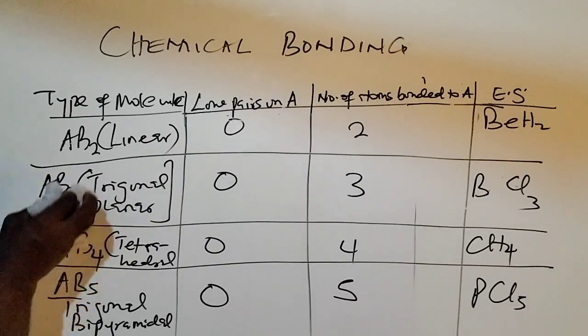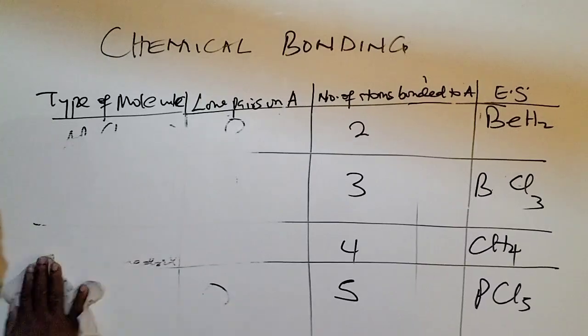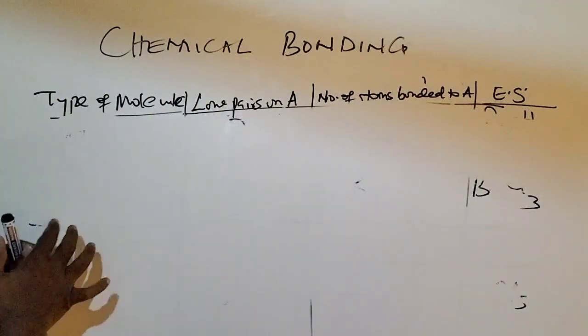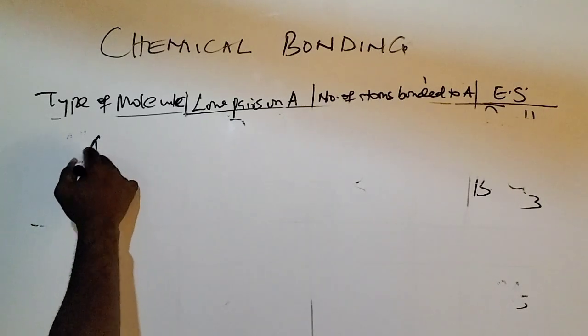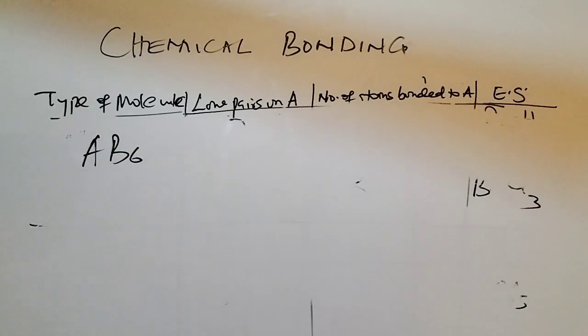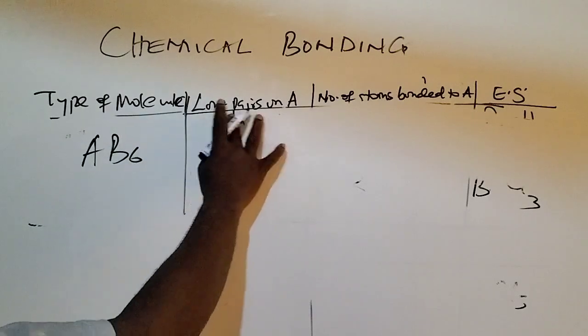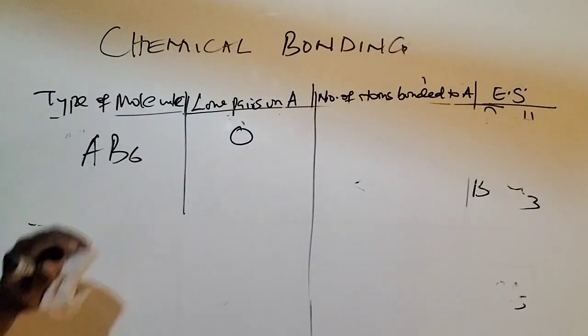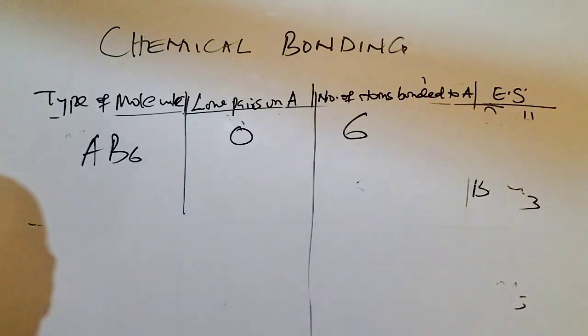A molecule with the formula AB6, this kind of molecule, where A has 0 lone pairs on it. The number of atoms bonded to A is 6.